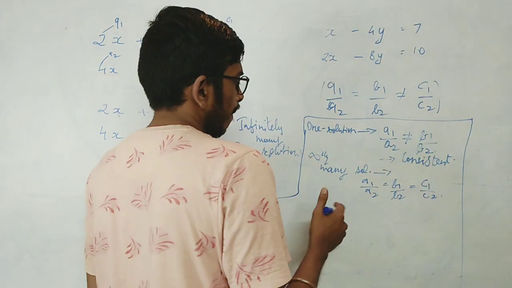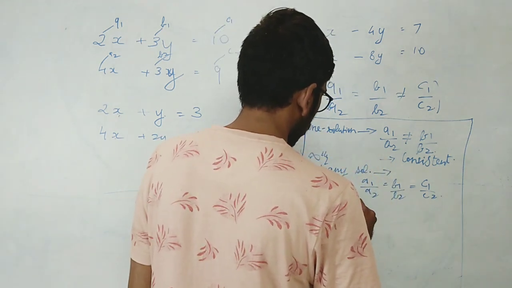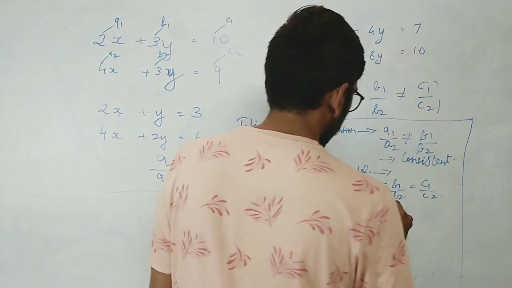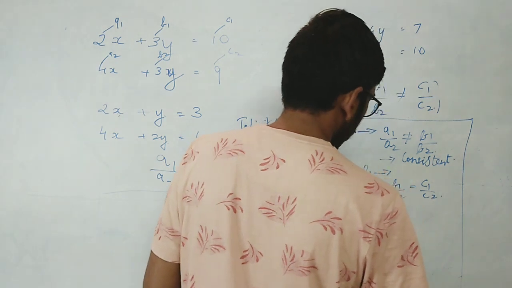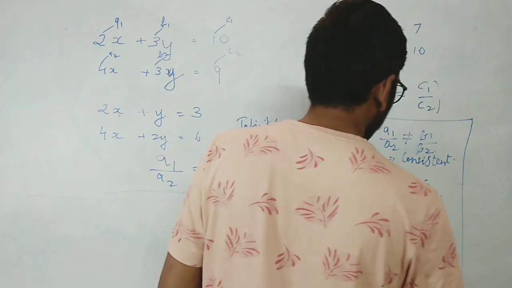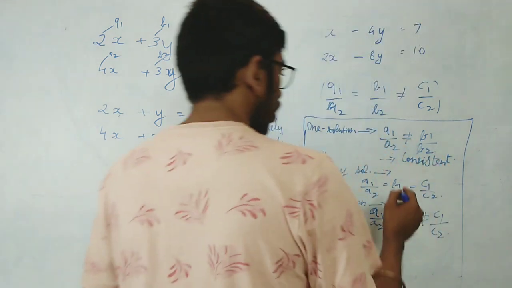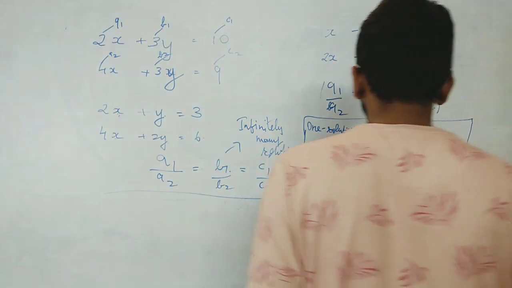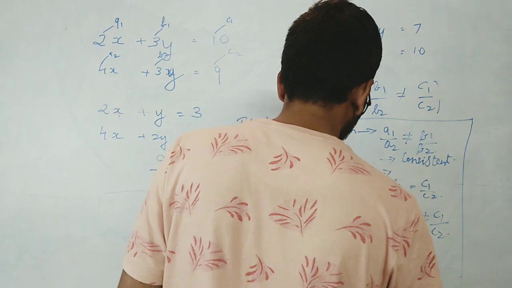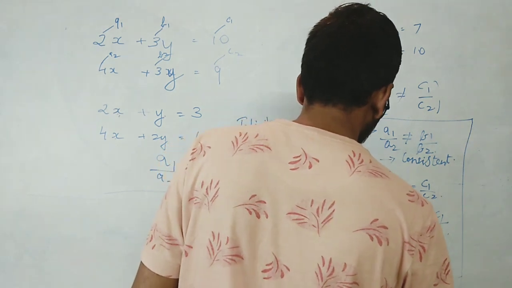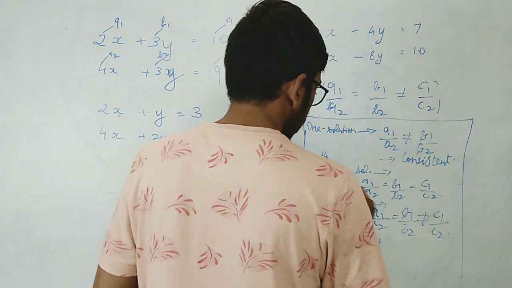Now, the next one is no solution. For no solution, you guys know it, right? I have written it above. A1 by A2 equal to B1 by B2 not equal to C1 by C2. Okay, and this one is called inconsistent. This one is inconsistent and this one is dependent.